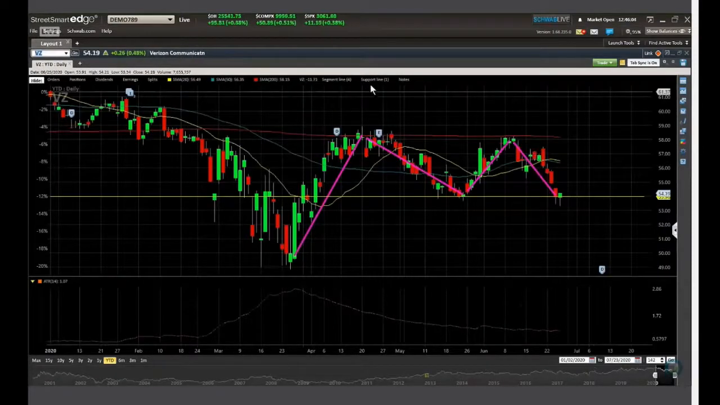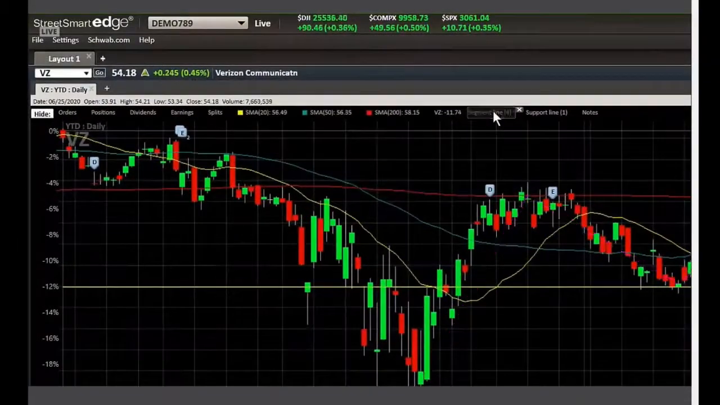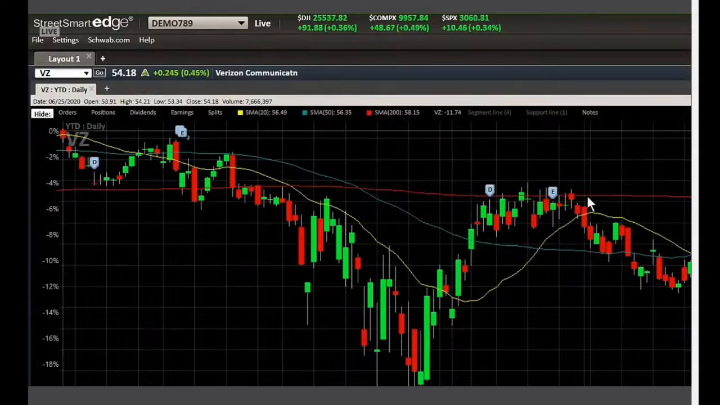All right. And if you want to ghost these out, by the way, if you just click on this, it'll get rid of those segment lines, but it won't delete them. Not sure if everybody was aware of that, but that's available. And then you can also ghost out your support line.